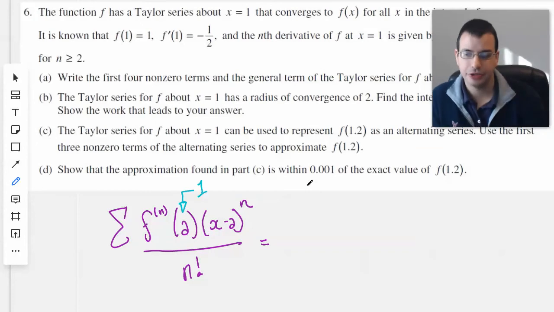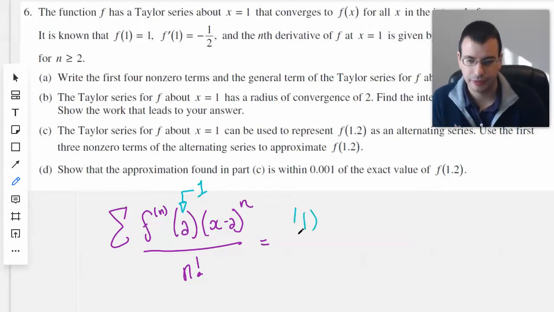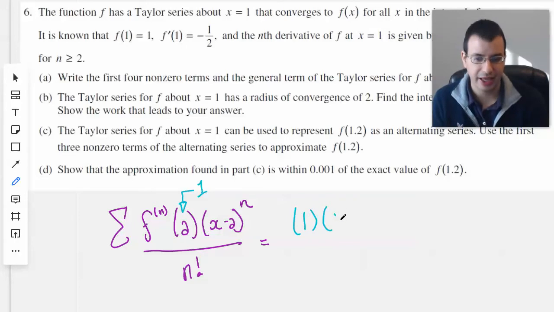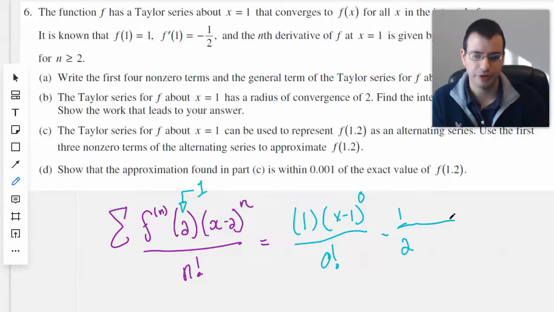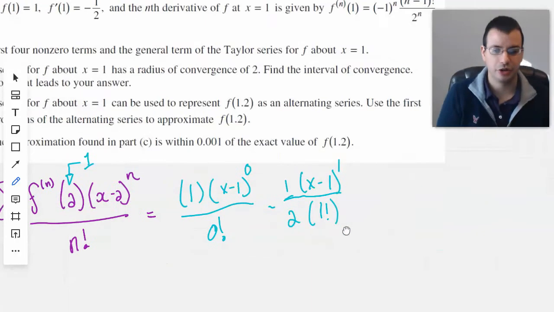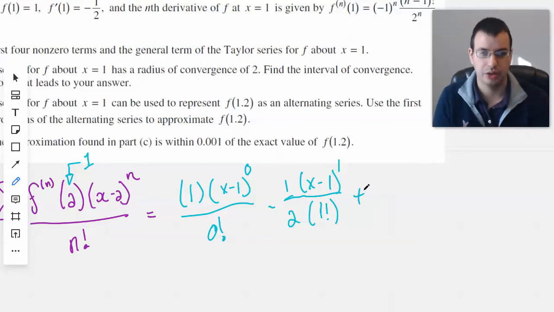Yep. So f of 1 is 1. (x minus a), which is (x minus 1) to the 0 over 0 factorial. So this is going to be 1, and that's going to be 1 as well. Then we will do minus 1/2. Let's do 1 over 2 times (x minus 1) to the first, all over 1 factorial. Both 1 factorial and 0 factorial are 1.